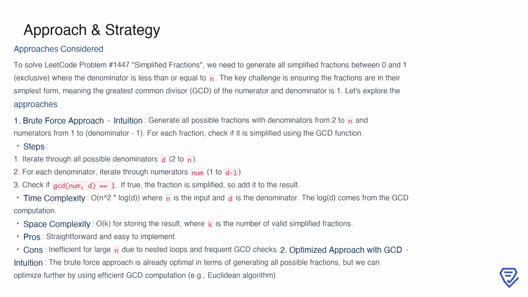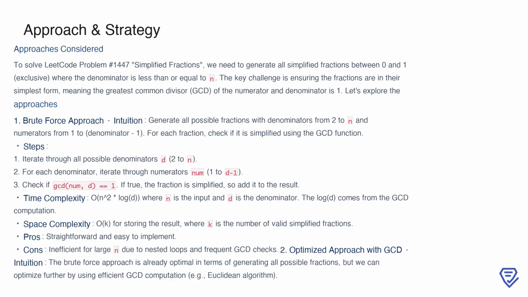To tackle problem number 1447, simplified fractions, our goal is to generate all fractions between 0 and 1, where the denominator is less than or equal to the input value, n. The challenge lies in ensuring that these fractions are in their simplest form. This means the greatest common divisor, or GCD, of the numerator and denominator must be exactly 1.